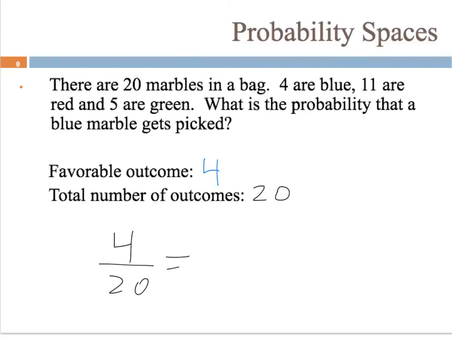And most of the time it's nice to see this simplified, so that would be the same as 1 out of 5. Or you could write it as a percentage, so 20% or 0.2. So a lot of different ways you may see an answer pop up, but these are all the same.